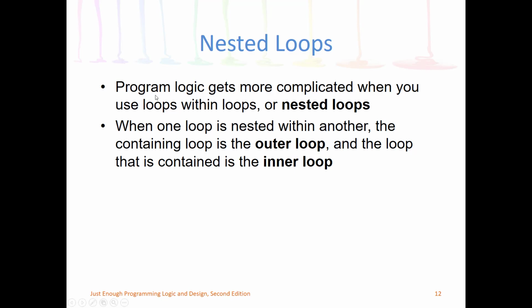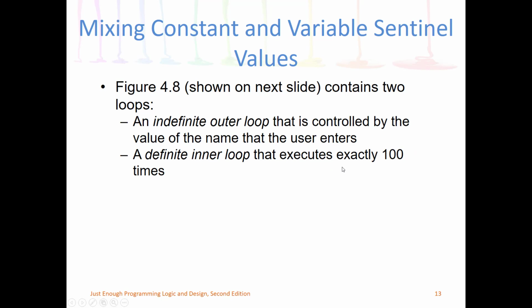But anyway, it says it gets more complicated when you nest loops. When one loop is nested within another, the one that's the outer is called the outer loop, and the one that's inside is called the inner loop. And like I said, I have some assignments that'll make this a little bit easier to understand. This is so far out there, I don't even think they give you an example of this.